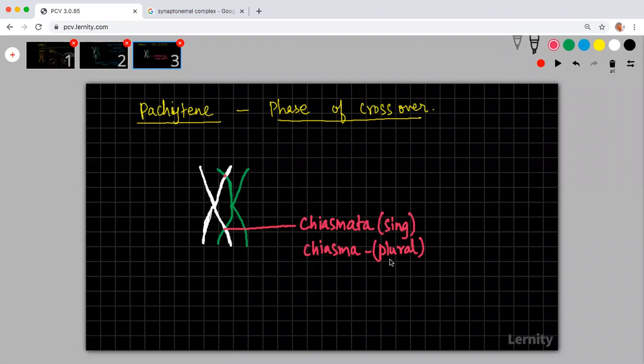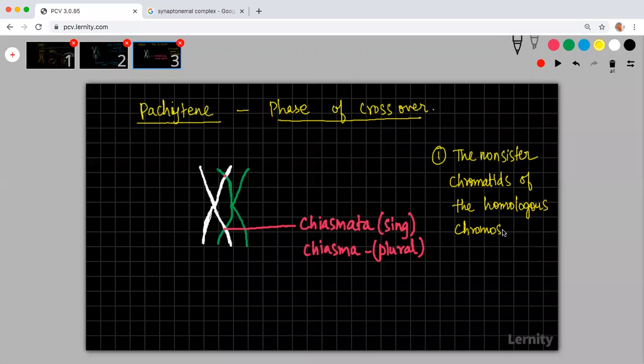So you have this thing, what is happening in pachytene, the important step will happen. What is that important step which is happening? The first point is that the non-sister chromatids of the homologous chromosomes cross over with one another.